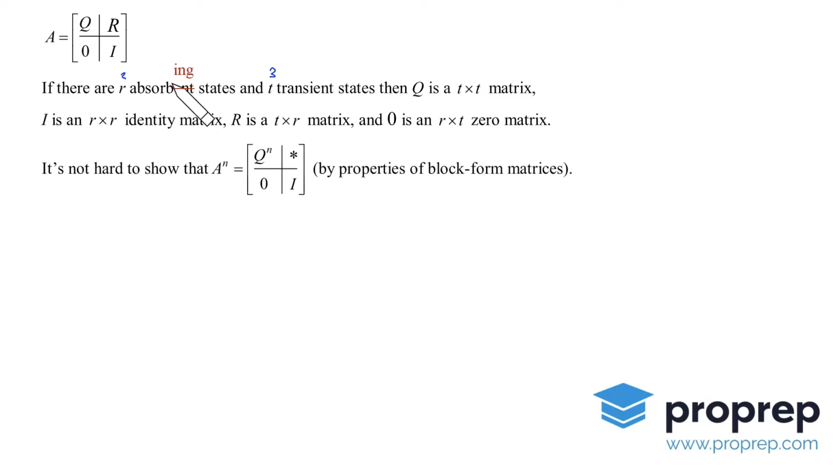Now there are special properties of block matrices in the way you do arithmetic with them. We can show that A to the n is Q to the n, the same 0 and I, and here we don't know what. You know what, I'll illustrate it for A squared. A squared is Q, R, 0, I, times Q, R, 0, I. Now, it turns out that you can multiply as if they were just not matrices, like they were elements.